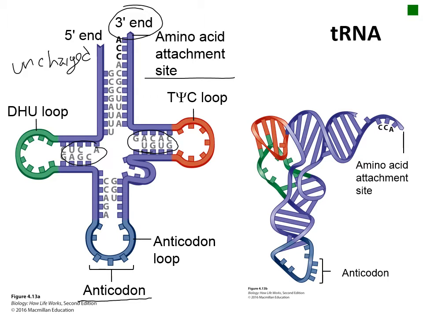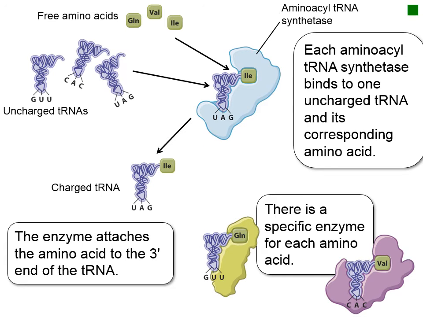Before tRNAs can be used in translation, they must be charged. In other words, an amino acid must be attached to them. The enzymes required to charge a tRNA are called aminoacyl tRNA synthetases. Their role is to connect a specific amino acid to a specific transfer RNA molecule based on the anticodon nucleotide sequence. For example, the blue aminoacyl tRNA synthetase is unique to the amino acid isoleucine.